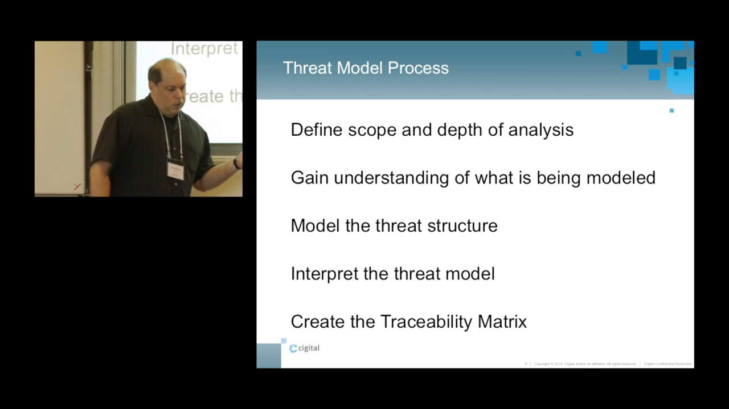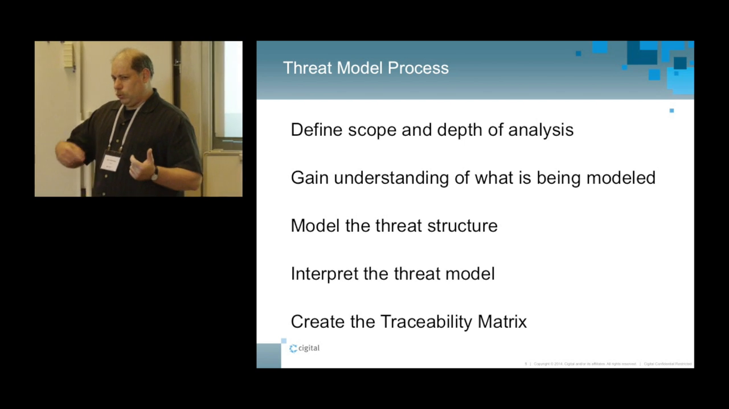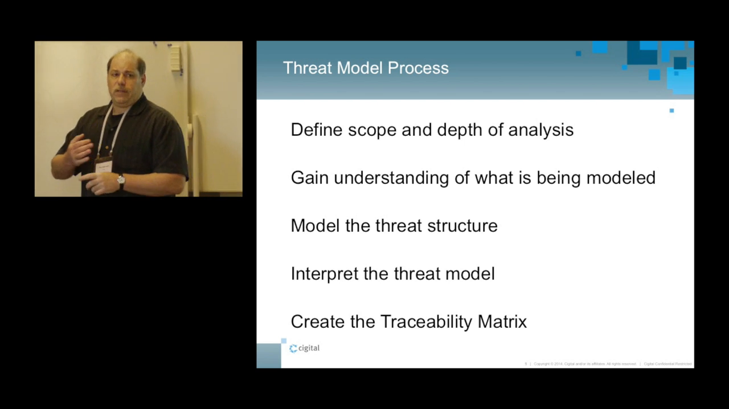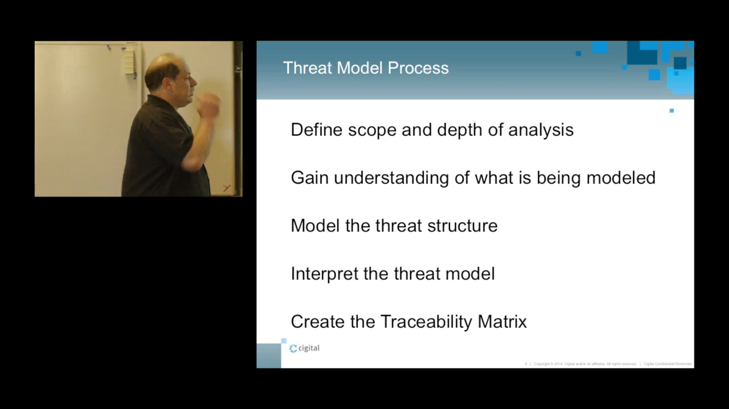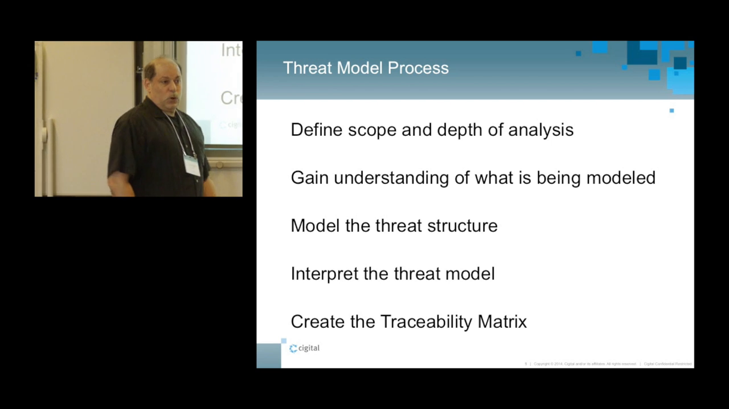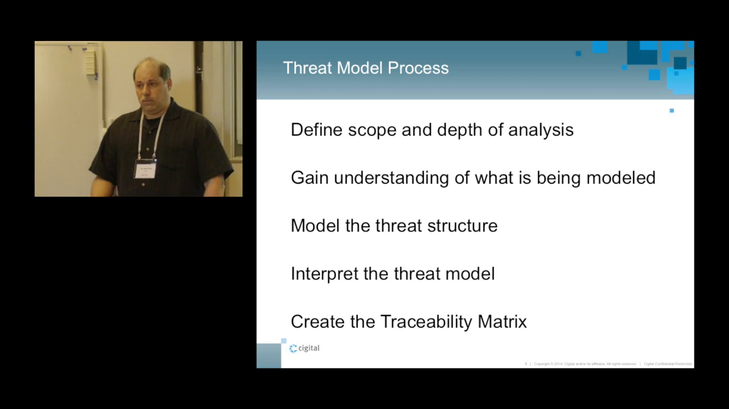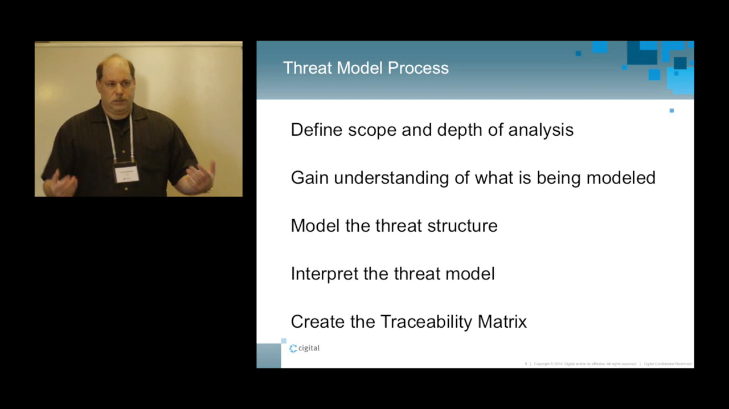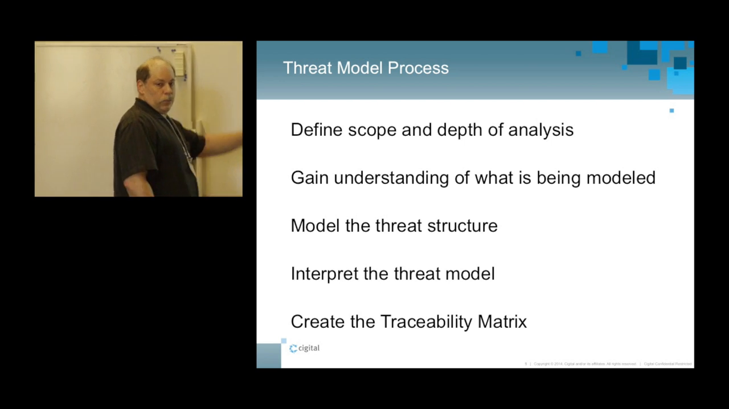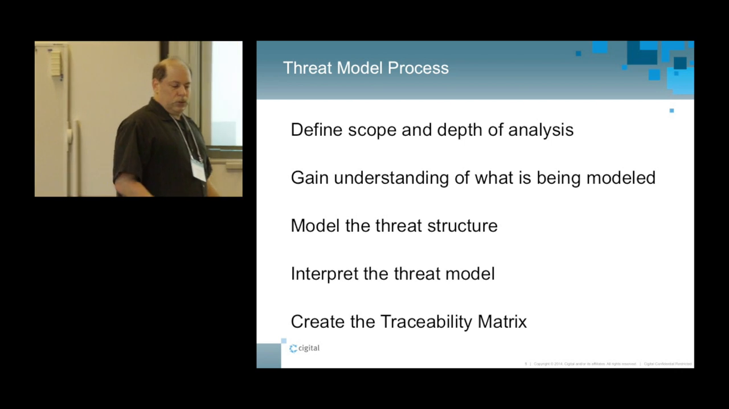Then we're going to model the threat structure. So some of those words we talked about before, where you identify the asset, the security control, that's the actual modeling part. There's the interpretation of the threat model, which is thinking through the threats. What could go wrong? And then the traceability matrix is a mechanism for collecting that data. Again, we're going to do this as an exercise, so you'll build up to this.